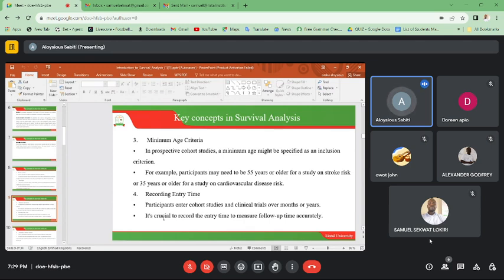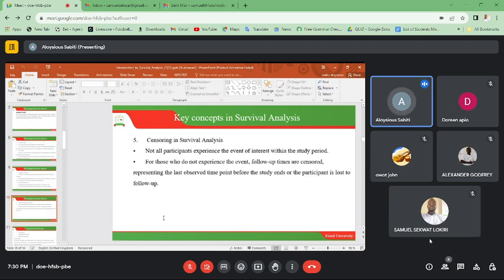Participants enter cohort studies and clinical trials over months or years or even days. So it is crucial to record the entry time to measure follow-up time accurately. So you need to be very sure, when we're talking about recording entry time, that we determine when this individual was able to enter this particular study or clinical trial.